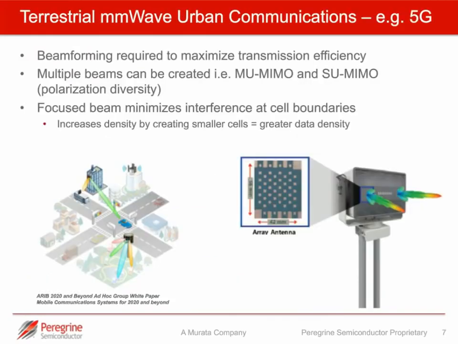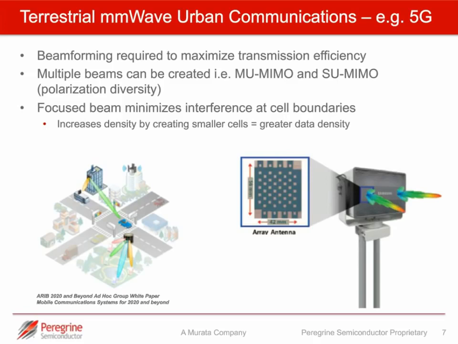And the final example is terrestrial communications, and today we're going to talk a little bit about 5G and the unique requirements for 5G systems, millimeter wave 5G systems. Here we need beamforming to maximize the transmission efficiency. The path losses are significantly higher than at lower frequencies, so this requires us to use a phased array system.